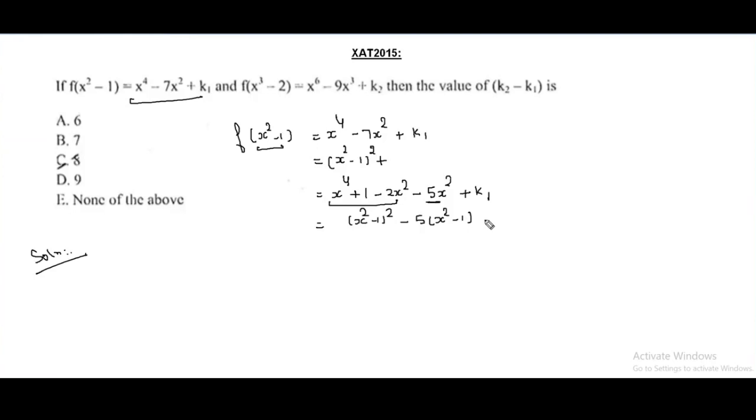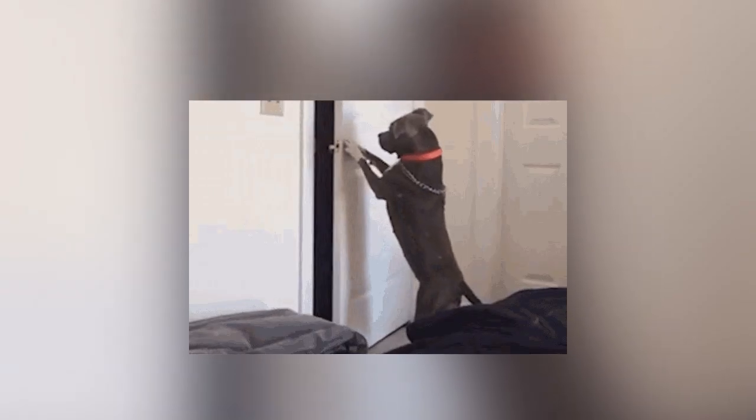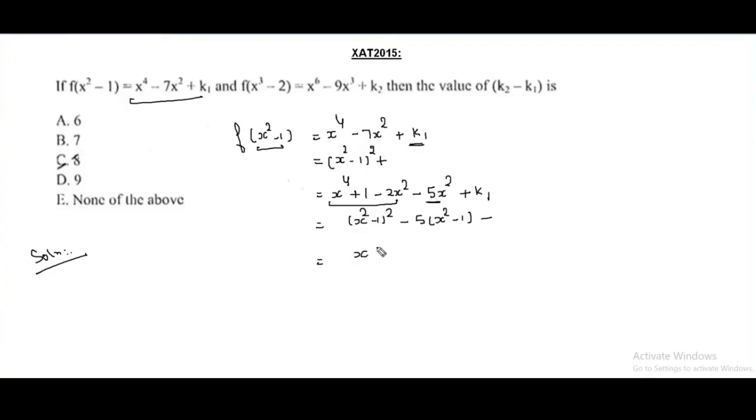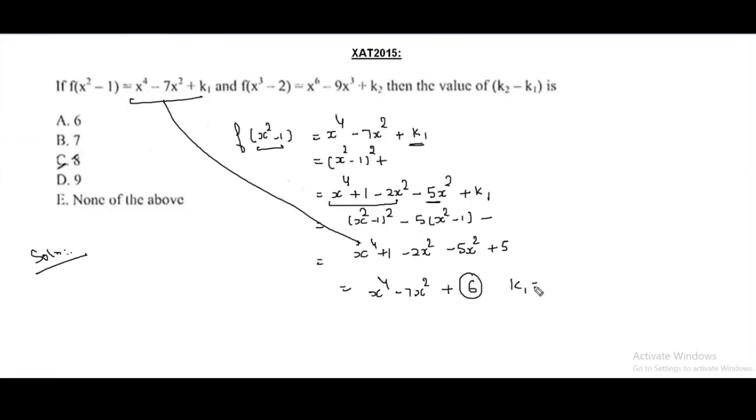So what is k1 actually? In this equation, what is k1? Now if you open it, you will get x raised to power 4 plus 1 minus 2x square minus 5x square plus 5. So compare this equation with this equation, that is x raised to power 4 minus 7x square plus 6. So what is k1? k1 is nothing, it is 6.